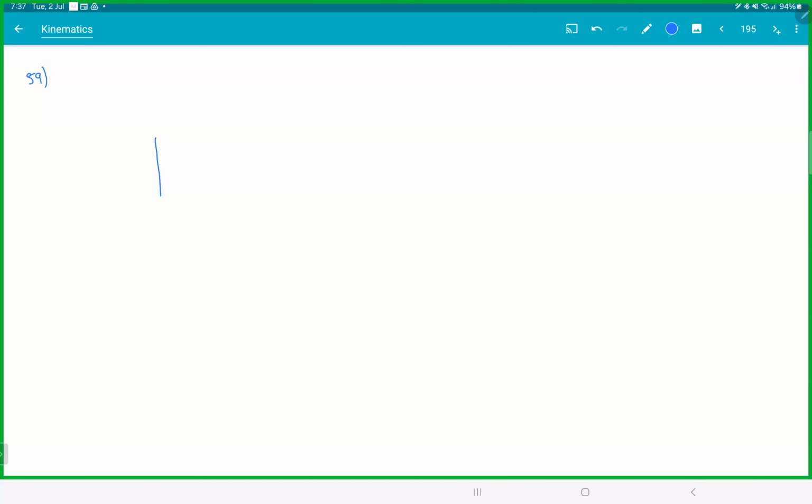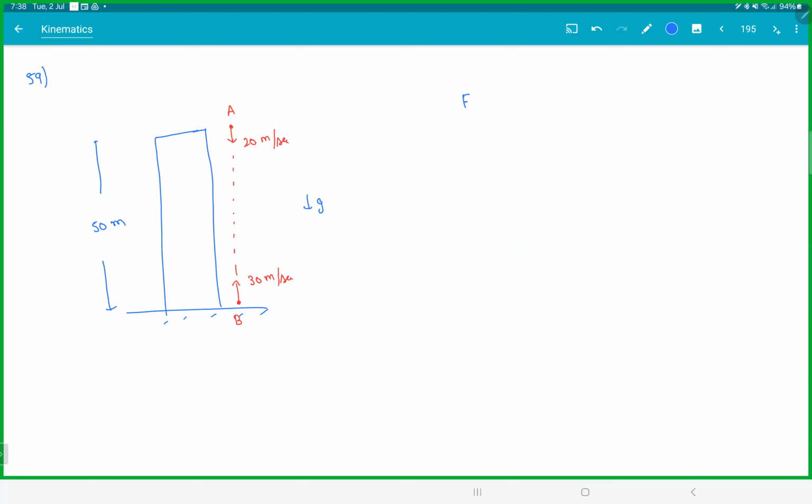Next one. We have a building here. This we have done before, but let's try with relative motion and see. So we have a building of height 50 meters. We have a particle A here, which we projected down with 20 meters per second. And we projected particle B up with 30 meters per second. So both are on the same line. So A and B are going to collide. Gravity is anyway there. So find the time and the position where they collide.